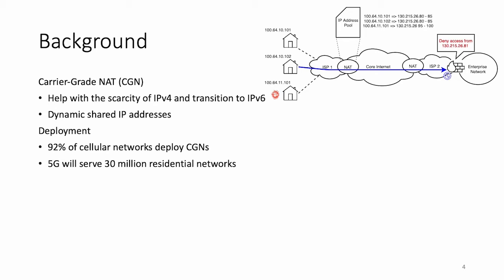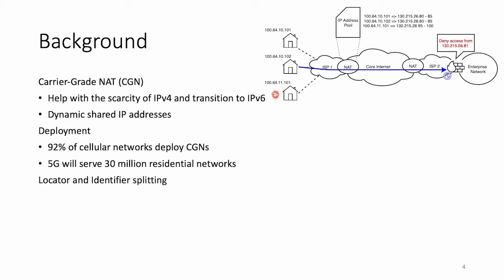There are at least 92% of cellular networks that have already deployed CGNs, and the 5G network, which is part of the cellular network, will also serve more residential networks. That means the residential networks are also going to be affected by CGN.